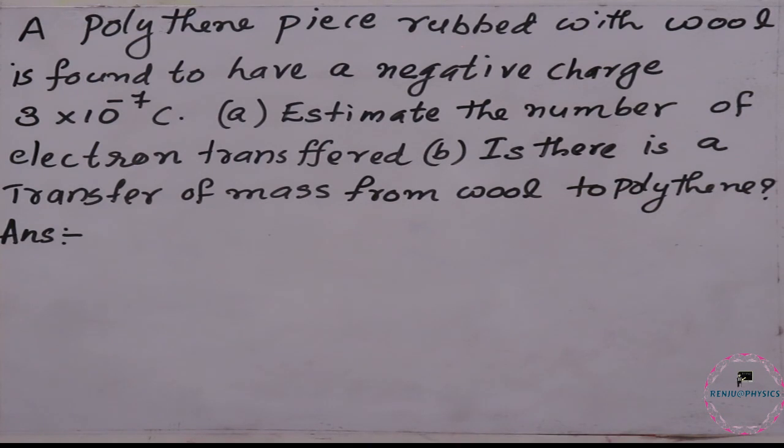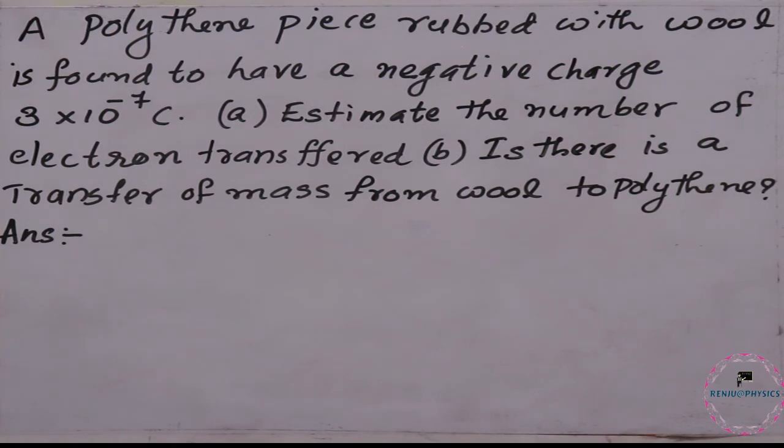Today we are going to discuss some important textbook problems, your NCERT textbook problems. That is the topic. So here one problem is given. The problem is: a polythene piece rubbed with wool is found to have a negative charge of 3 into 10 raised to minus 7 coulomb. The first question is, estimate the number of electrons transferred. And the second question is, is there a transfer of mass from wool to polythene? So that is the question.